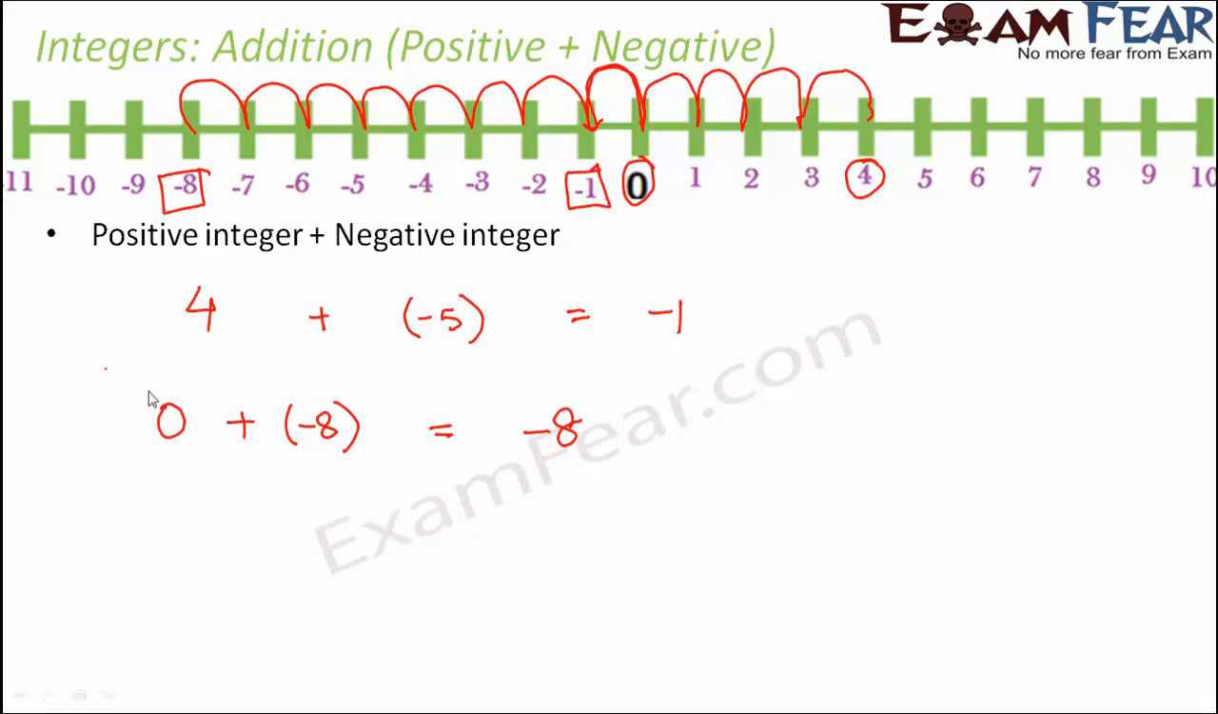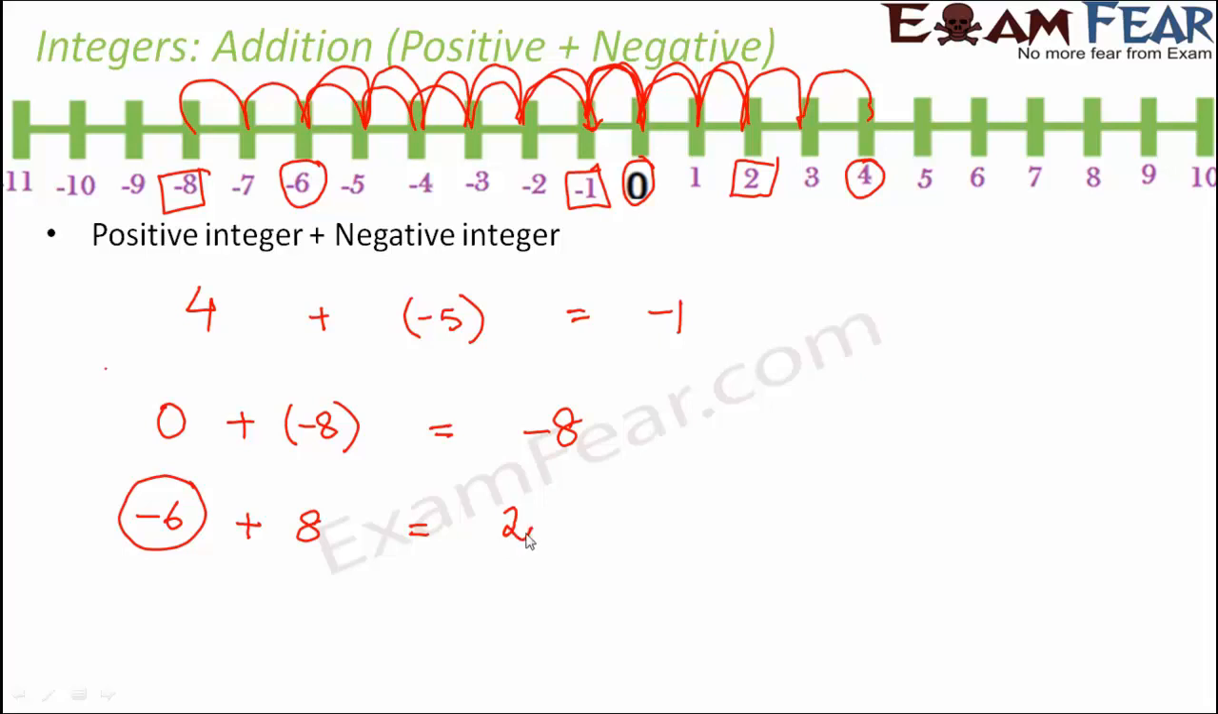Now let us take another example where we say minus 6 plus 8. In this case what happens? The given integer is minus 6 and you add a positive number to it. So where is minus 6? This is minus 6. We add a positive number, so basically we will move towards the right. 1, 2, 3, 4, 5, 6, 7 and 8. Where have we reached? We have reached at 2. So minus 6 plus 8 will be equal to 2.